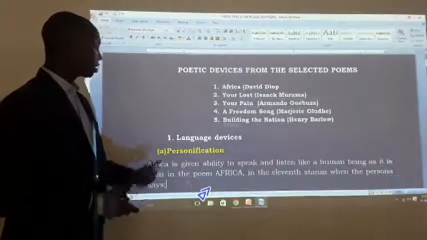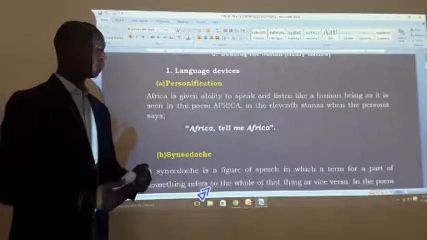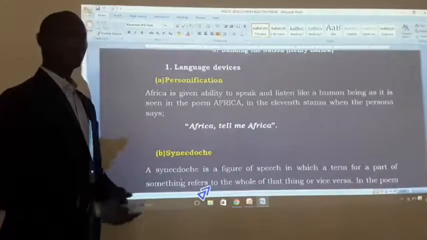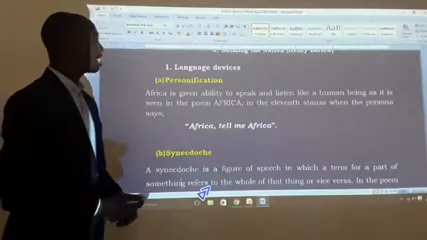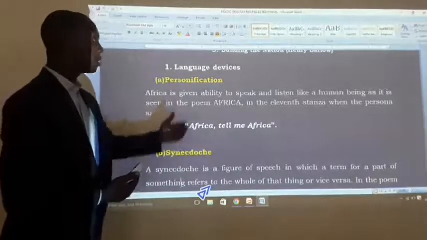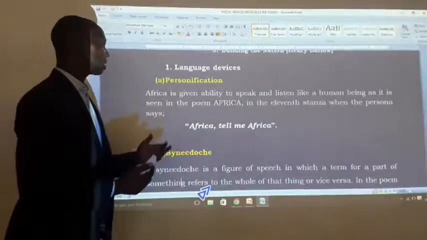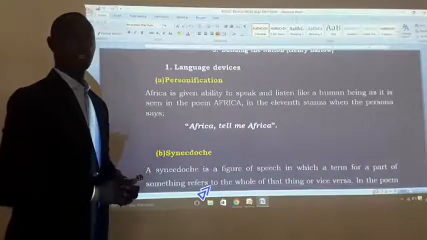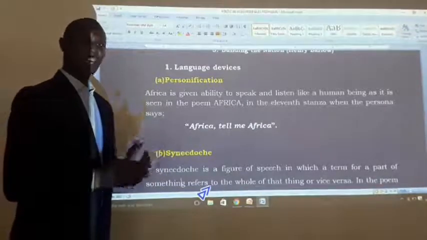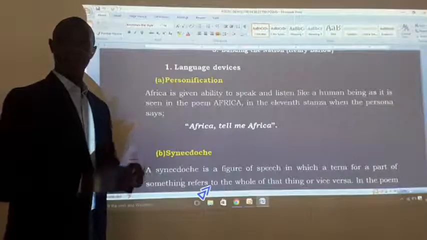First, let us pass through the language devices. As I've told you, today we are going to discuss two categories of poetic devices. Let us start with the common one, personification, as one of the language devices. In the selected poems we have put there, in the poem Africa, the poet David Diop has applied personification because it assumes that Africa is a person who can hear, who can reply.